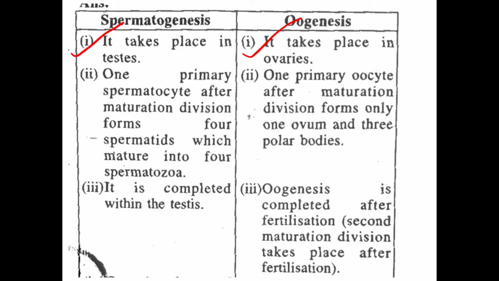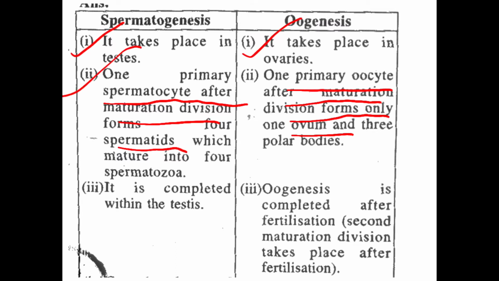One primary spermatocyte after maturation division forms four spermatids. One primary oocyte after maturation division forms only one ovum. This is the difference between spermatogenesis and oogenesis. Spermatogenesis is completed within the testis, whereas oogenesis is completed after the fertilization.